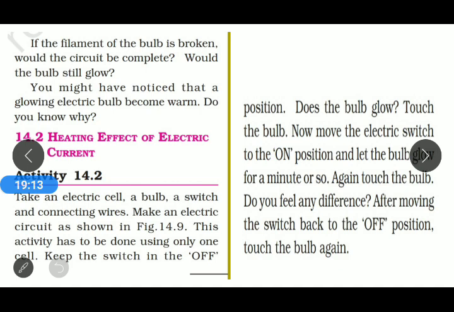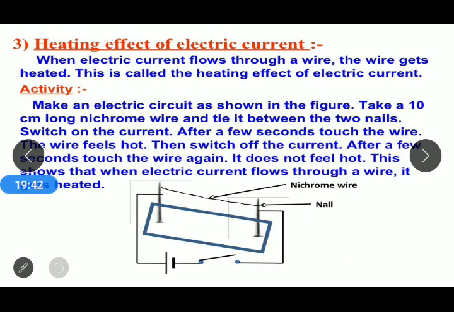So who is responsible for making that filament hot, or making that bulb warm? The answer is electric current. Because that effect is created by the electric current, it is called the heating effect of electric current. So that is the basic definition. When electric current flows through a wire, the wire gets heated, and this is called the heating effect of electric current. To understand better, we are going through the next activity.